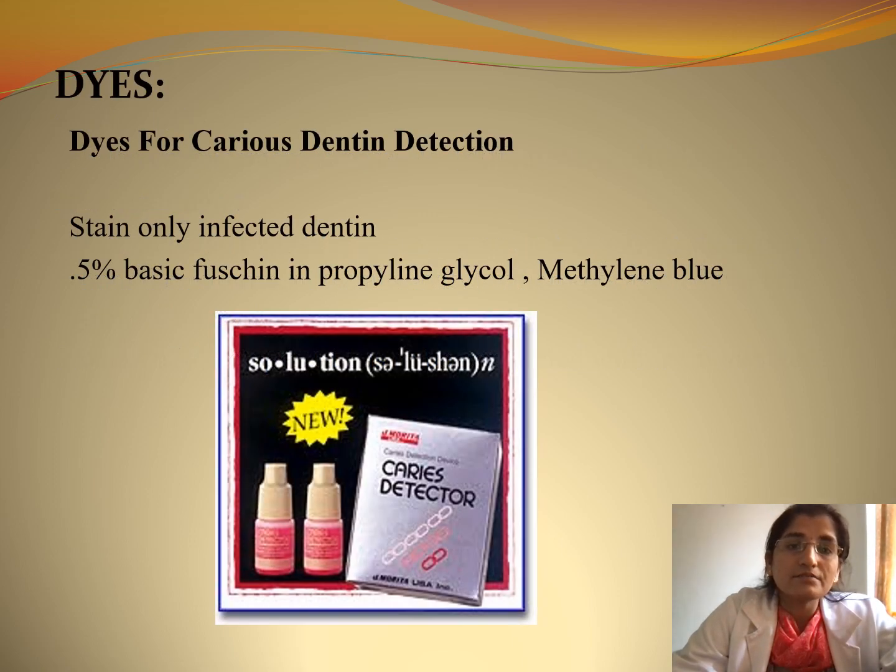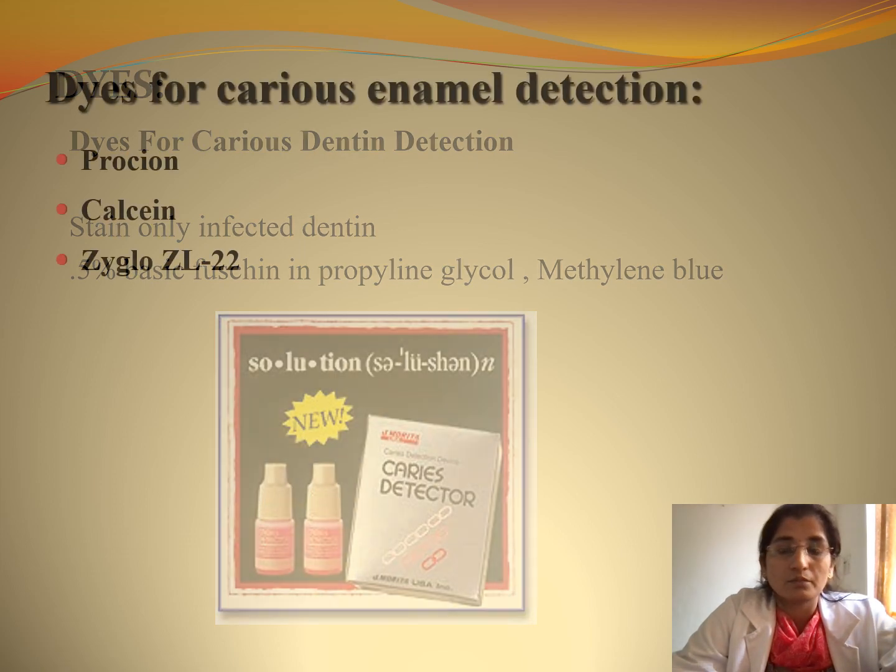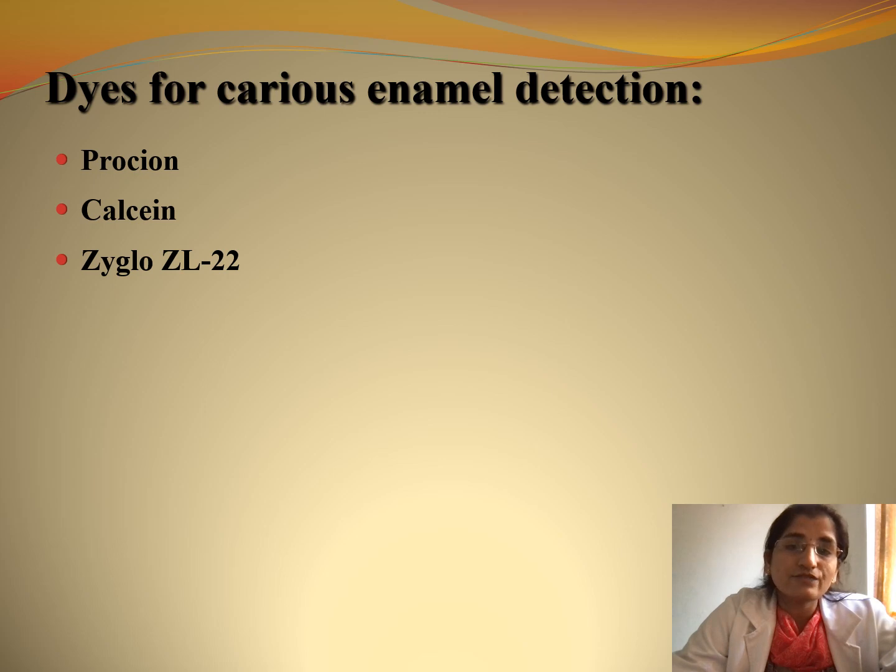And coming to the dyes, dyes are used for caries detection. There are certain dyes for detecting enamel caries as well as dentin caries. The dyes used to detect caries in dentin are 0.5% basic fuchsin in propylene glycol and methylene blue. The dyes for detecting enamel caries are Procion, Calcein and Ziglo ZL22.